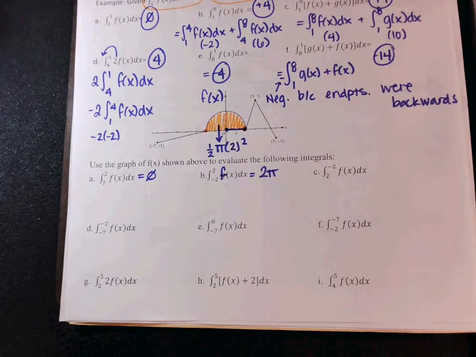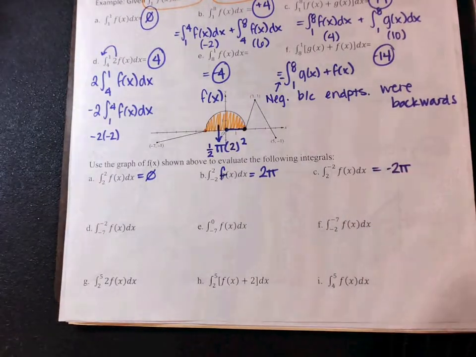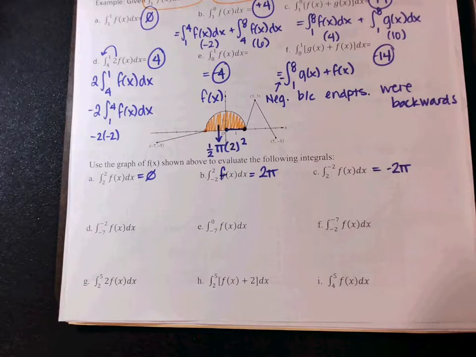Very good. Okay, go to letter C. Now I want to integrate from 2 to -2. How is that different? It should be -2 pi. Because why? What were your endpoints? They were backwards. Very good.